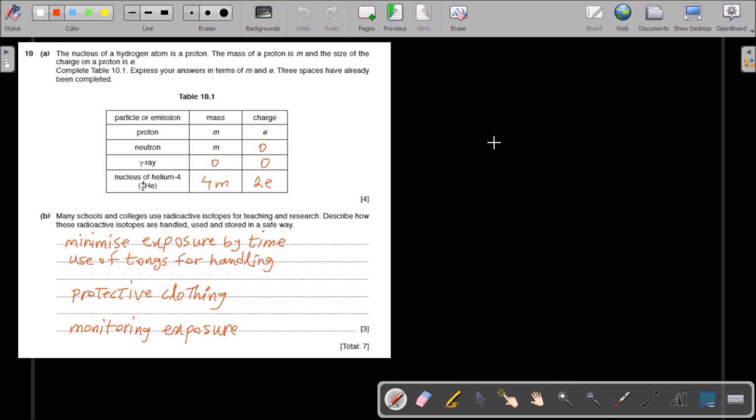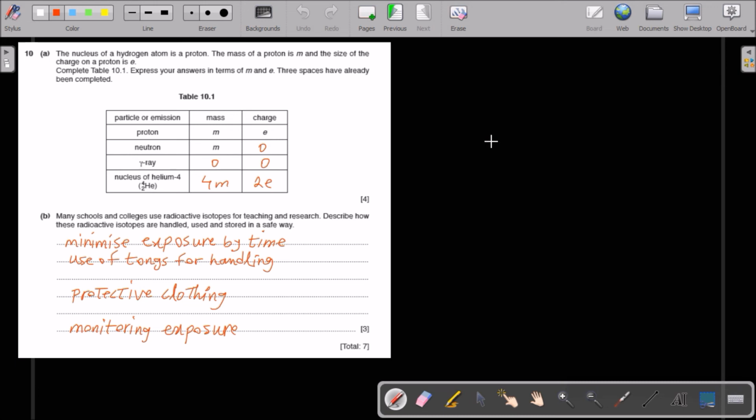Question 10. The nucleus of a hydrogen atom is a proton. The mass of the proton is m, and the size of the charge on the proton is e. Complete table 10.1. So for proton, mass is m and charge is e. For neutron, the mass of neutron is nearly equal to the mass of proton. That's why you can write m, and you know that neutron doesn't have charge, so charge is 0. For gamma ray, mass is nearly 0 and charge also is 0.